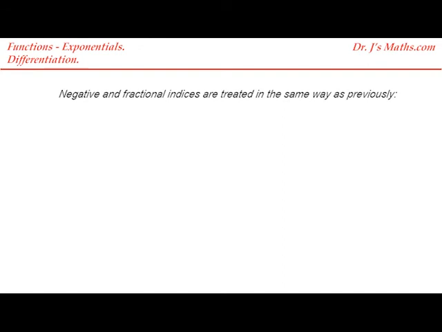Negative and fractional indices are treated in the same way as previously. With a negative index, we might have the equation y is equal to 16 over e to the 4x. We can rewrite that as 16e to the minus 4x. So dy/dx is equal to, write down the 16 as decoration, copy the e term, which is e to the minus 4x, then multiply by the derivative of the index, which is minus 4. Tidy up. 4 times 16 is 64, so it's minus 64 over e to the 4x.